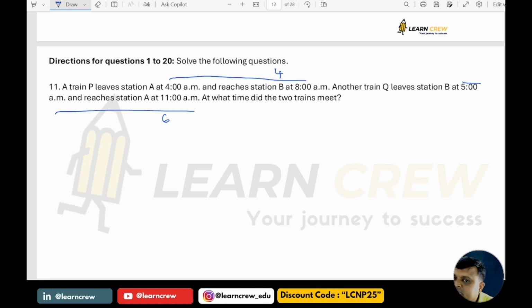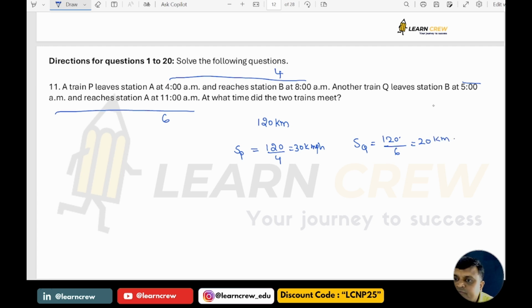4 and 6. LCM is how much? 12. I am taking the total distance as 120. Thereby, the speed of the first train is distance by time, which is 30 km per hour. And the speed of the second train Q is distance by time, 20 km per hour.